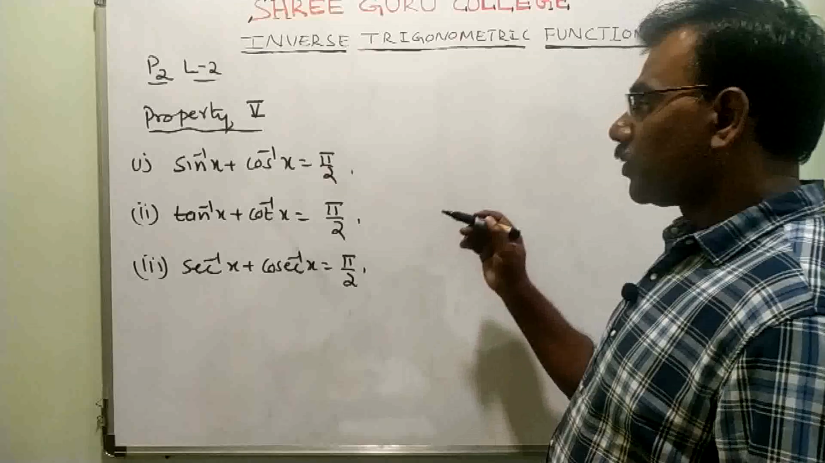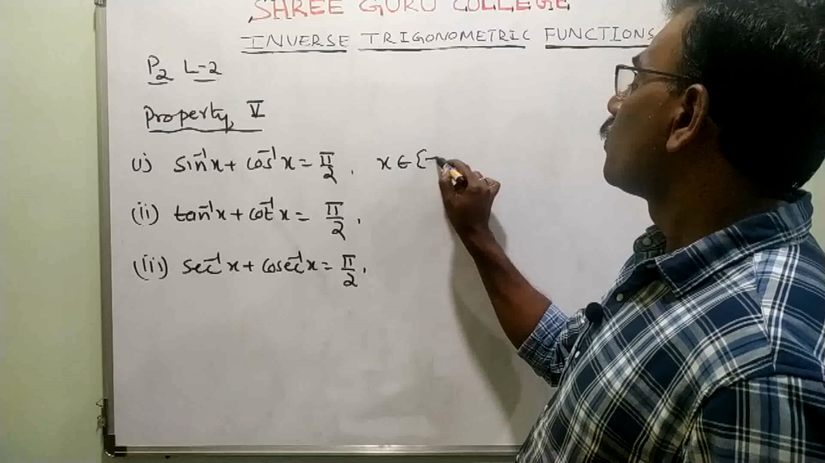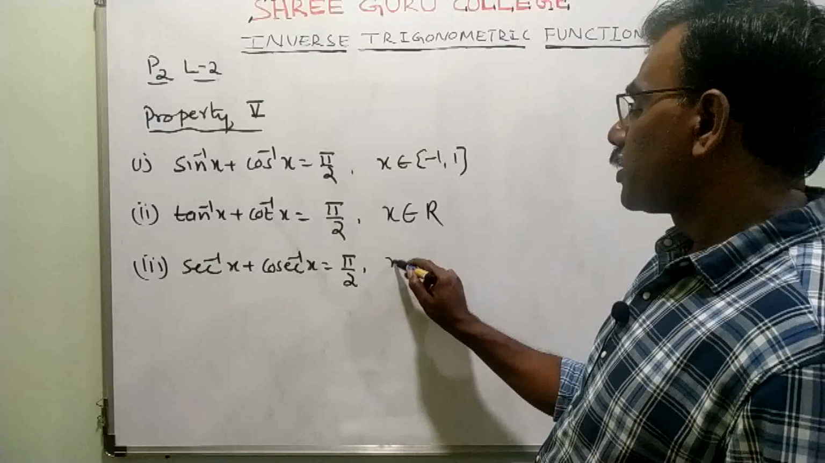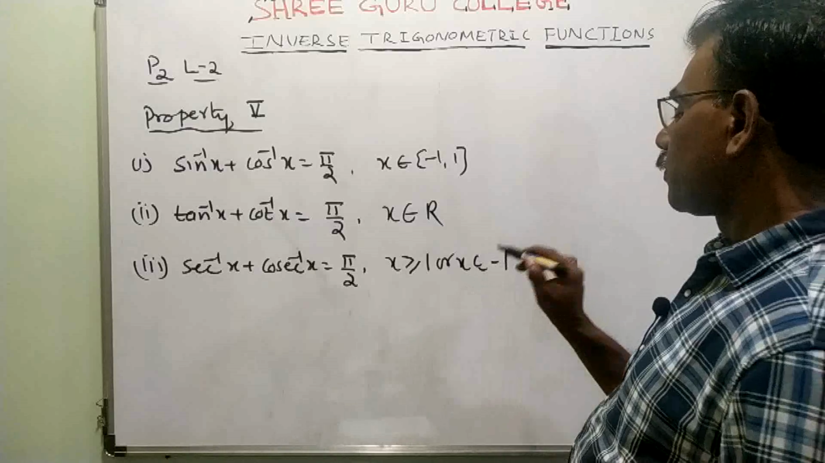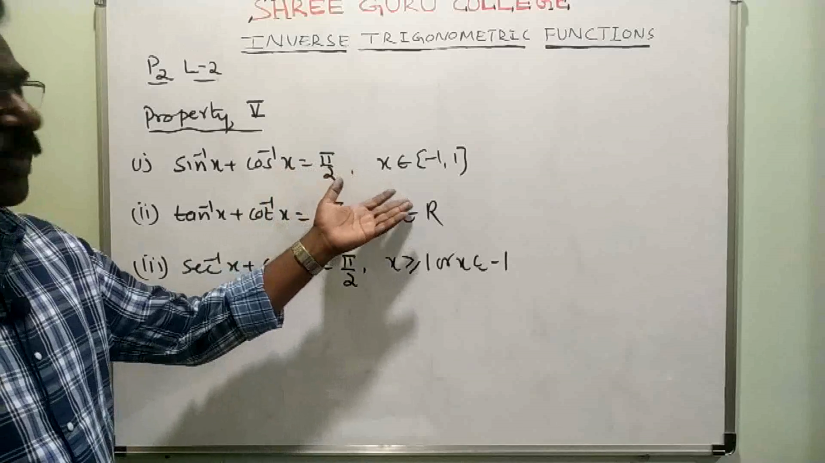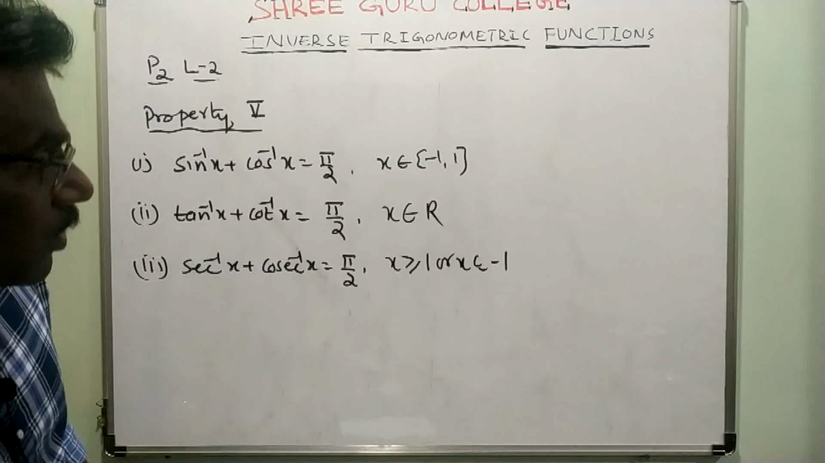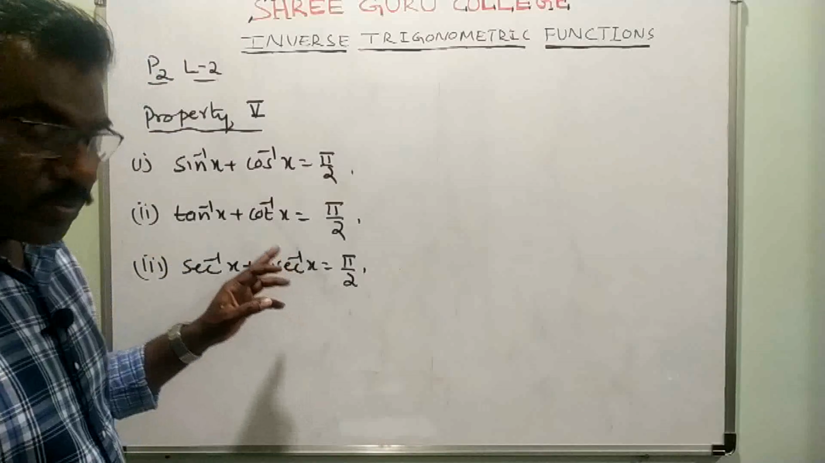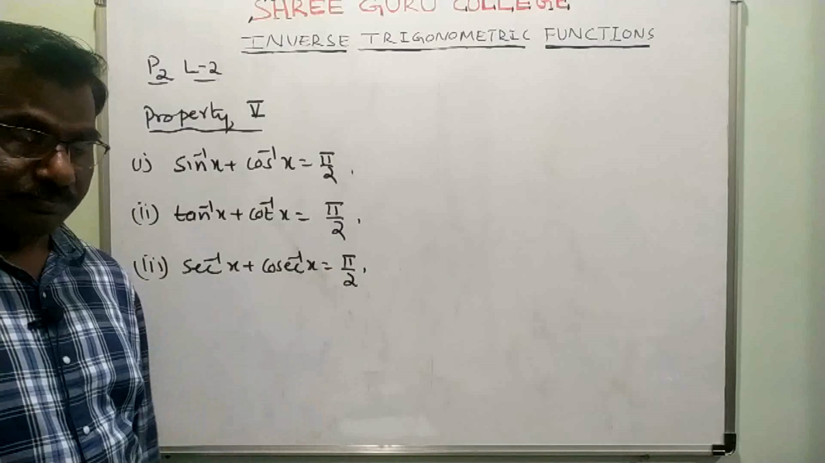So what is the domain for x? For the first, x lies between minus 1 and plus 1. For the second, x belongs to R, any real number. And for the third, x is greater than or equal to 1 or x is less than or equal to minus 1. So these are very important. Both have the same range, minus pi by 2 to pi by 2. If you want, I will prove that result.